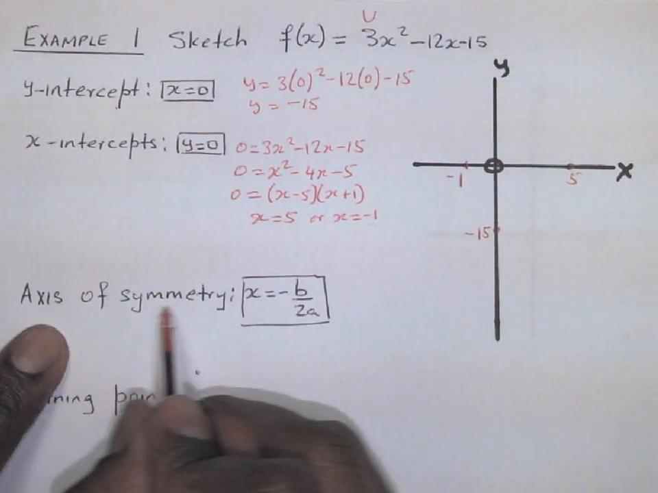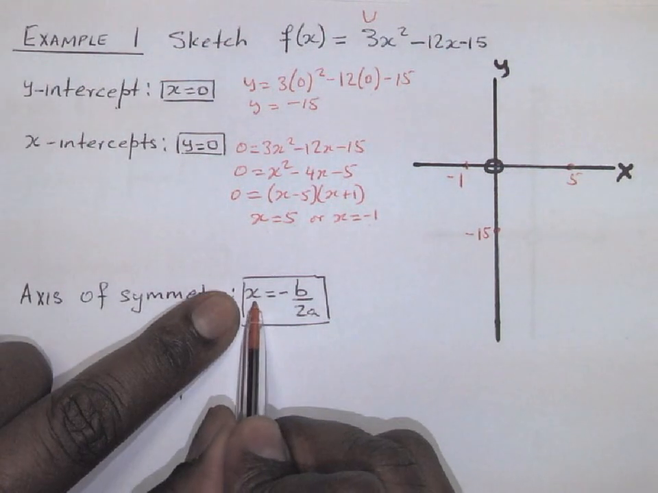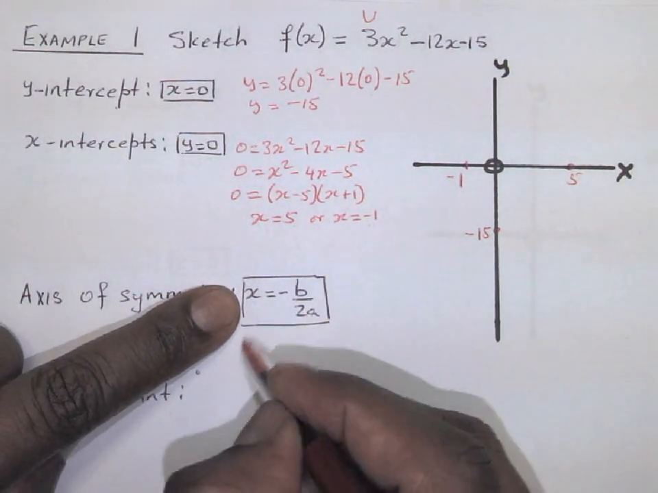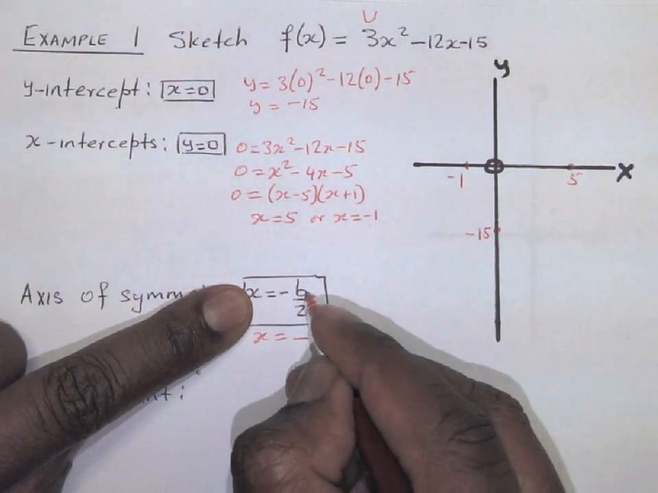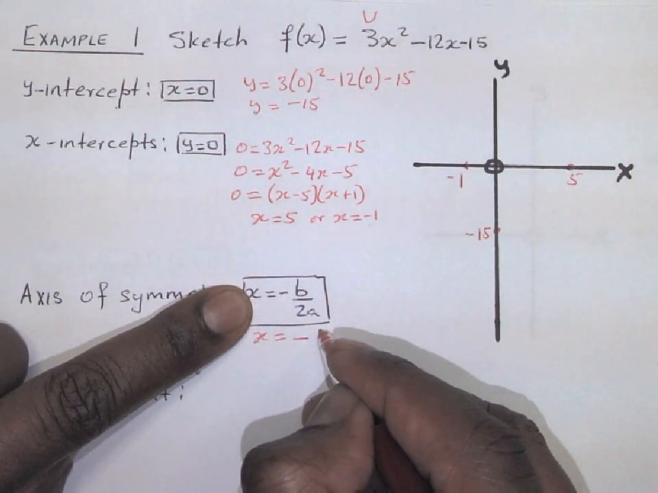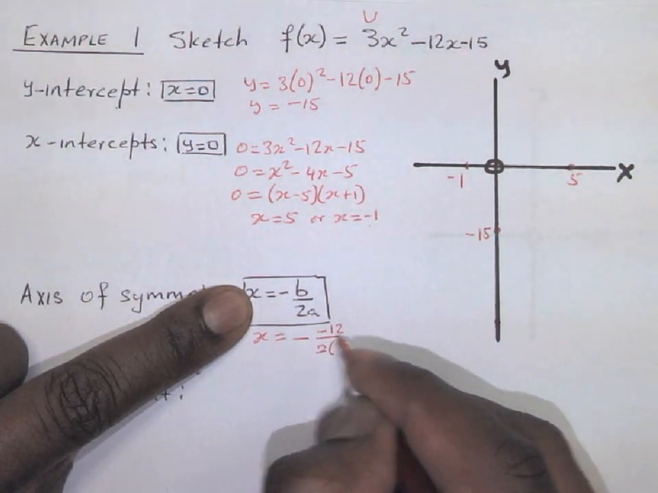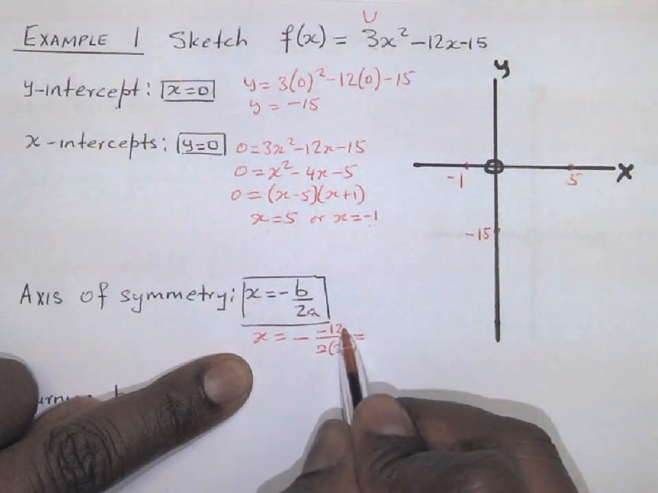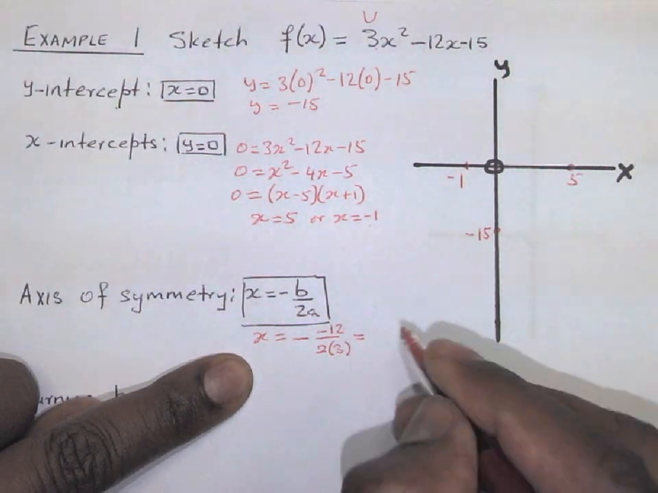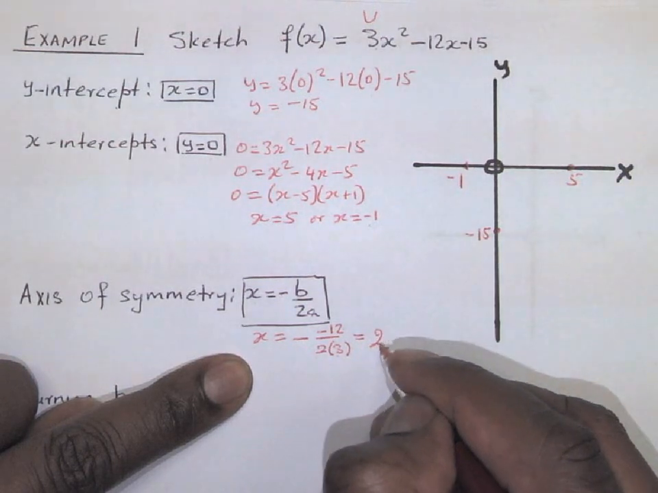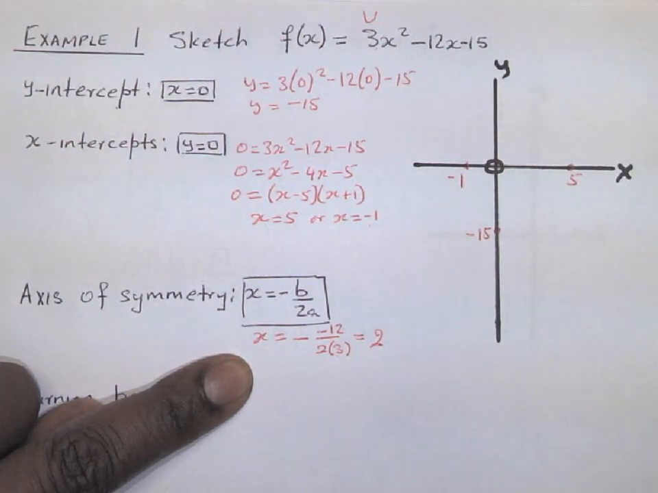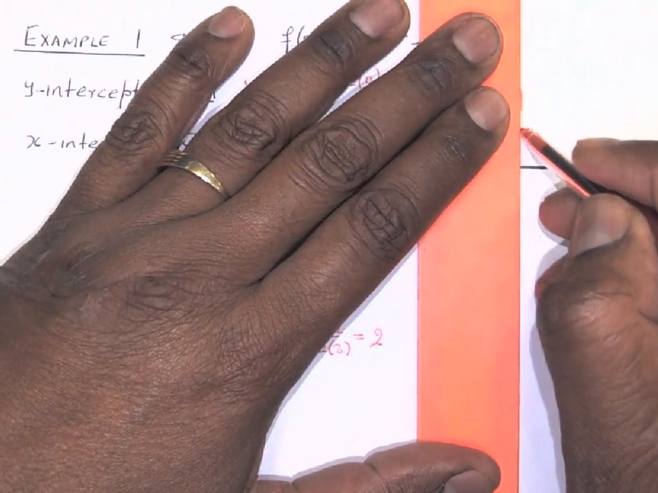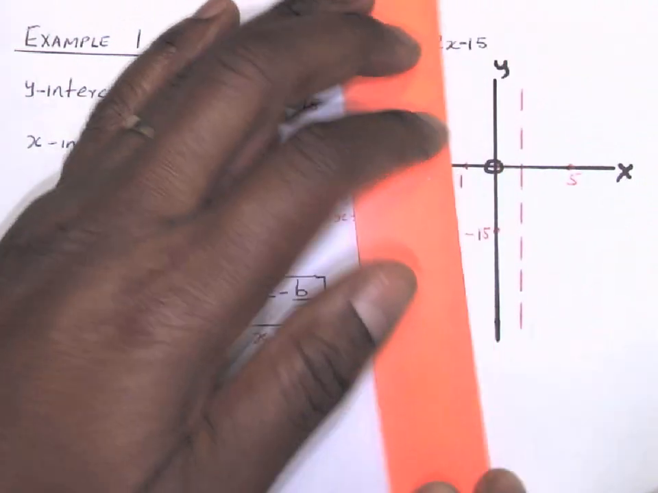Next one, we want to find the axis of symmetry. To find the axis of symmetry, we use the formula x equals minus b over 2a. You must remember this formula. So x will be equal to minus b, and our b value there is minus 12, over 2 times a, and the a value there is 3. So the answer I get is minus minus 12, which is positive 12, divided by 2 times 3, divided by 6, you get 2. So the axis of symmetry is 2, meaning that the dotted line will be at 2, in the middle between these two. If I draw the dotted line, the axis of symmetry goes down, down, down.